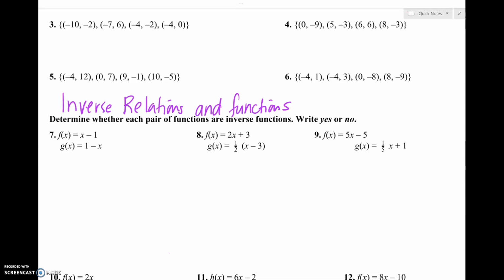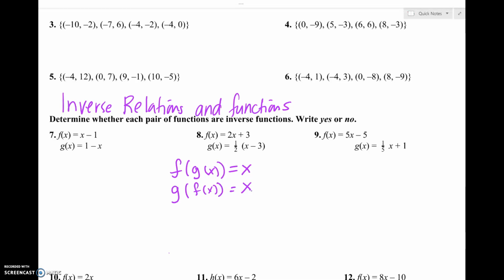What we're going to do today is determine whether two functions are inverses of each other. What we need to do is find the composition f of g of x and check if it equals x, and then we also have to do g of f of x, and if it's equal to x, and if both are equal to x, then we can say that the two functions are inverses of each other.